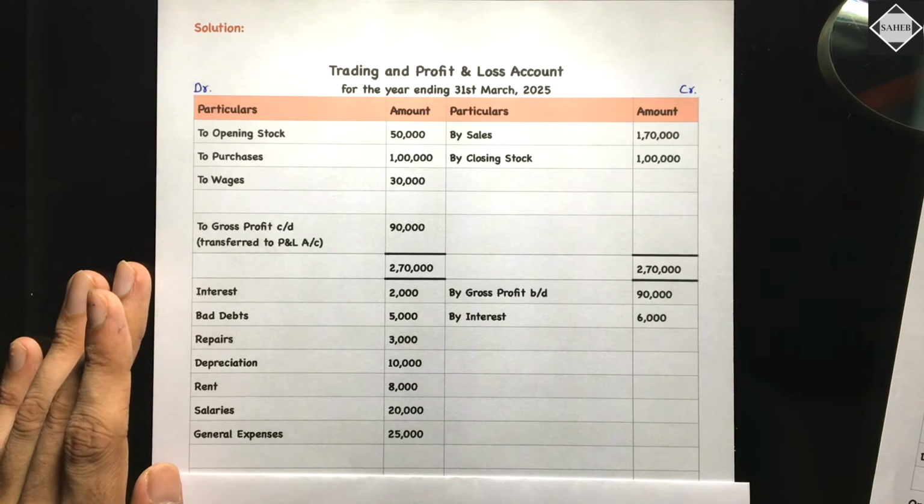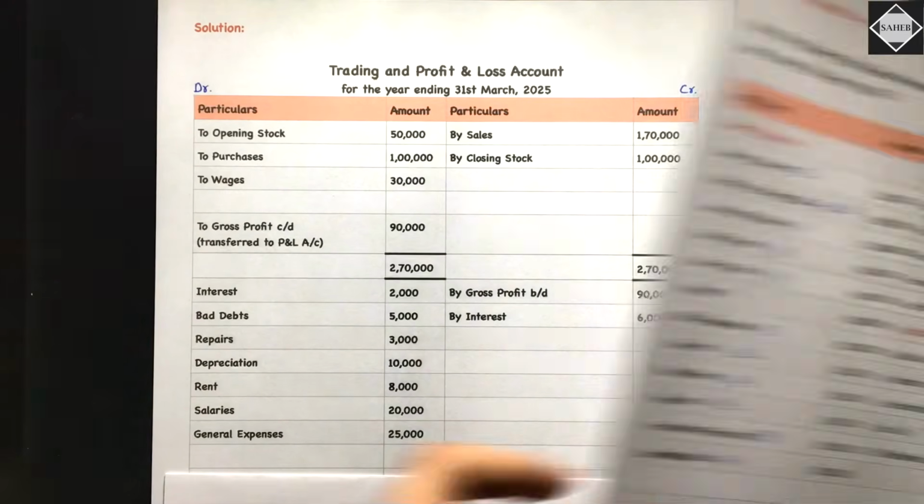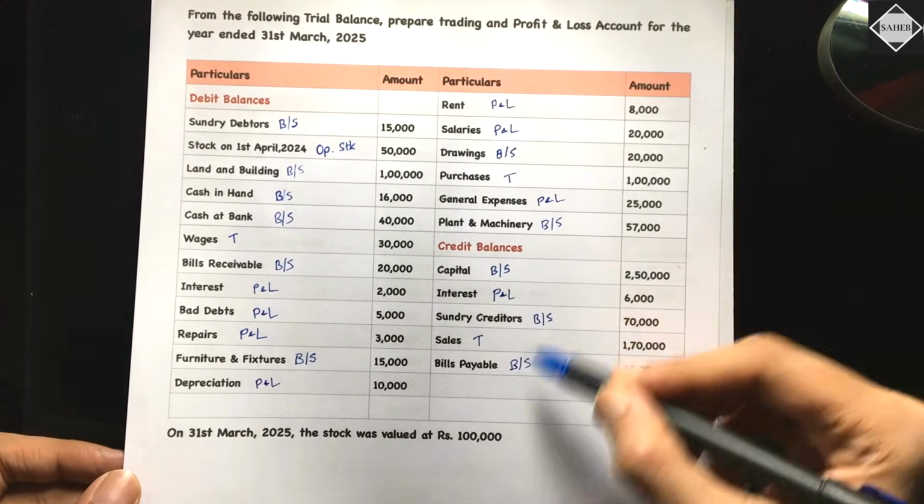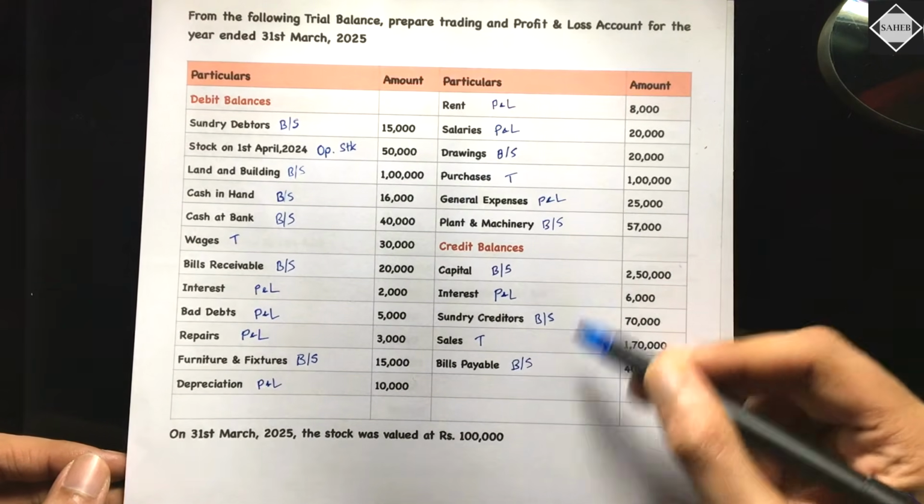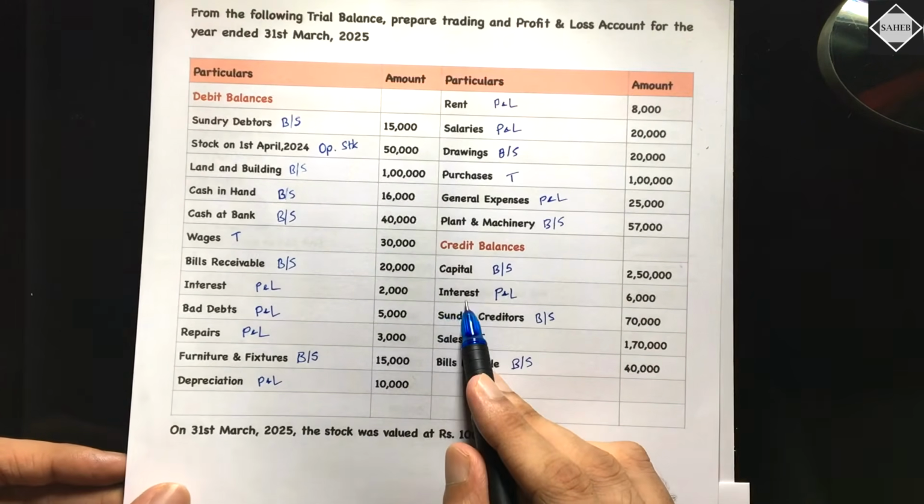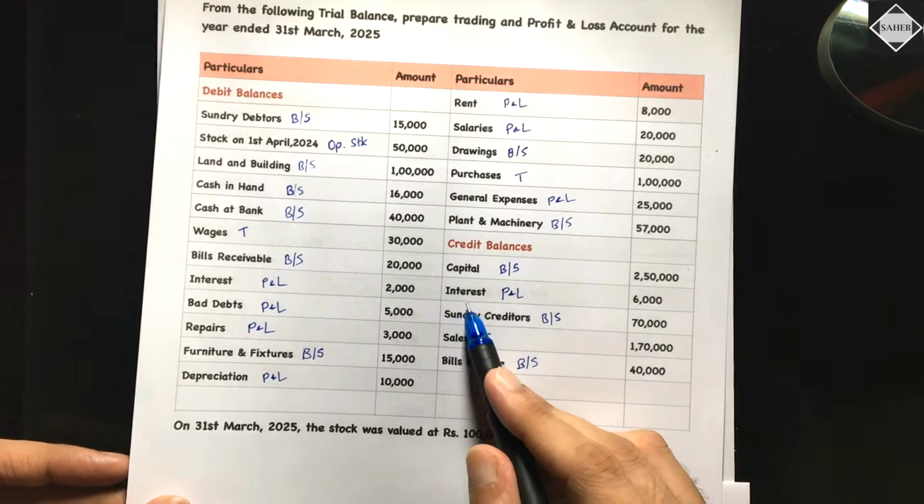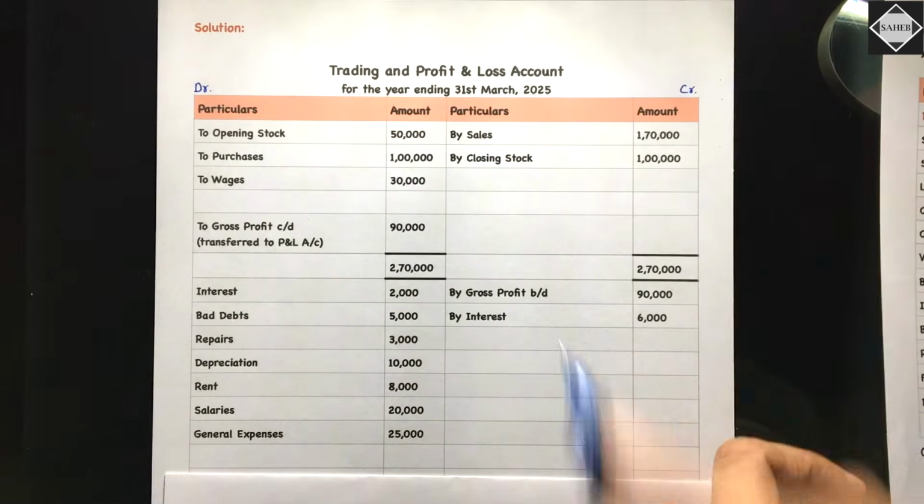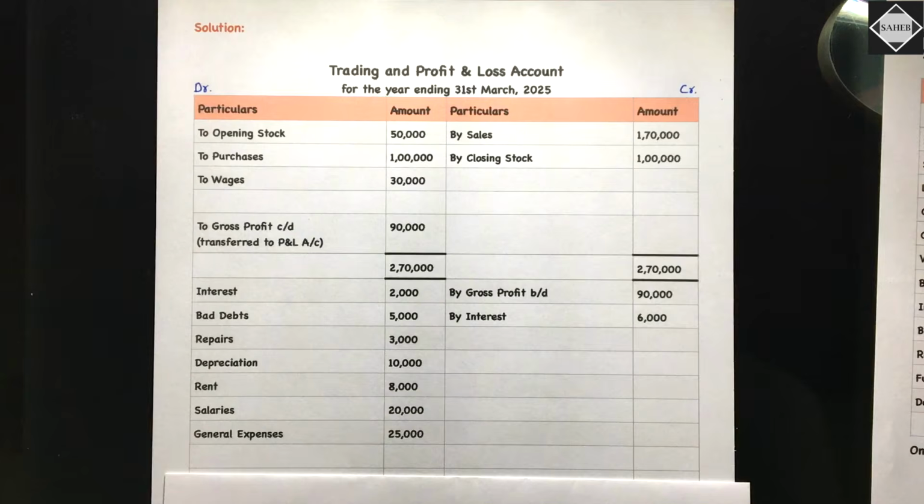All right. And then you have to look for indirect incomes. Look in the credit balances. Are there any incomes of indirect nature? Yes, we have interest received. Only one is there. Interest received 6,000. Just take that. Is it clear? Your job is over. You have taken all indirect expenses and indirect income.